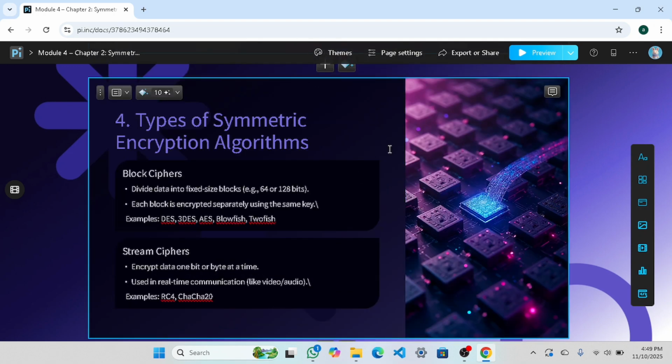Now, what are the types of algorithms used in symmetric encryption? First one is block ciphers. What it does, it divides data into fixed size blocks, for example 64 or 128 bits. Each block is encrypted separately using the same key. Examples: DES, 3DES, AES, Blowfish, Twofish. Then stream ciphers, which encrypt data one bit or byte at a time. Used in real-time communication like video and audio. Examples: RC4, ChaCha20.